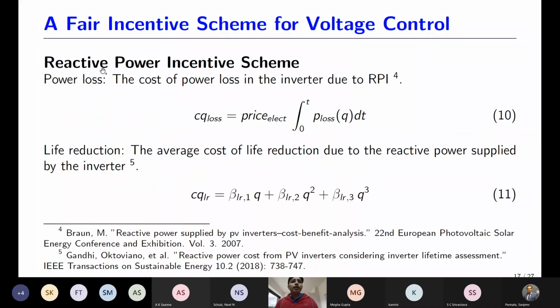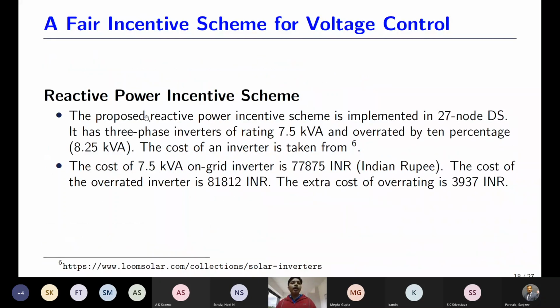So the reactive power incentive scheme should consider all the components: power loss components, life reduction components, and the overrated inverter. Suppose there is one inverter of rating 7.5 kVA with a cost of 77,875, but if you purchase a 10% overrated inverter, it is 8.25 kVA with a cost of 81,812. So this shows that it needs 4,000 more rupees. So it should be compensated.